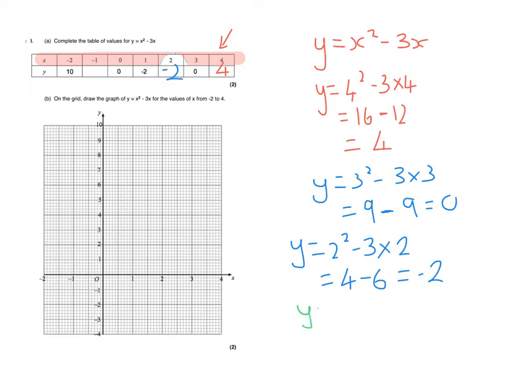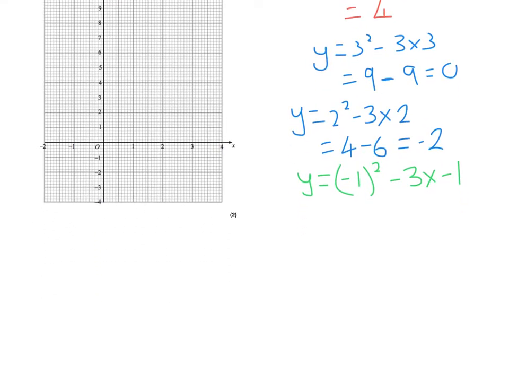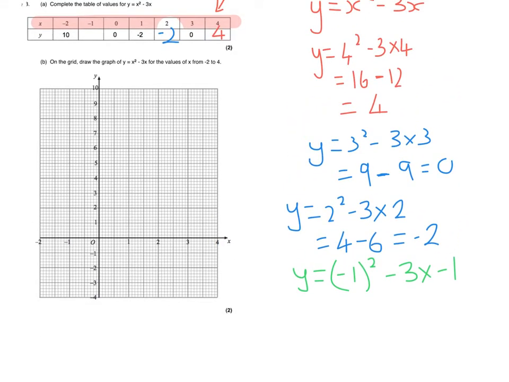So y equals minus 1 squared. Notice how I'm putting brackets because it's negatives. Take away 3 times minus 1. We just move everything up. So now I've got minus 1 squared is positive 1. Negative 3 times negative 1. Negative times negative is a positive. 3 times 1 is 3. So I'm actually doing 1 add 3, which is 4.